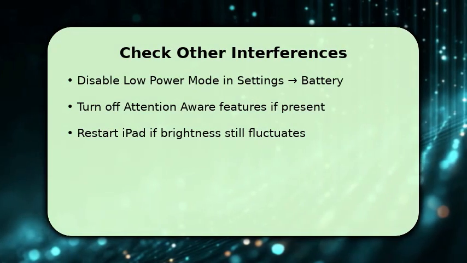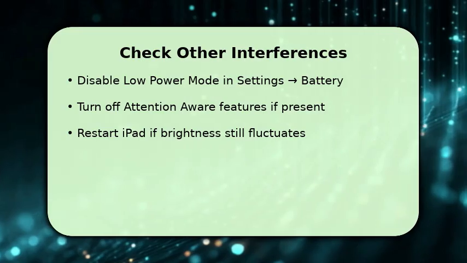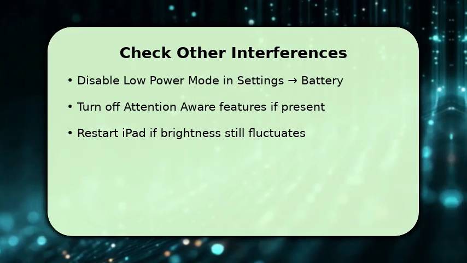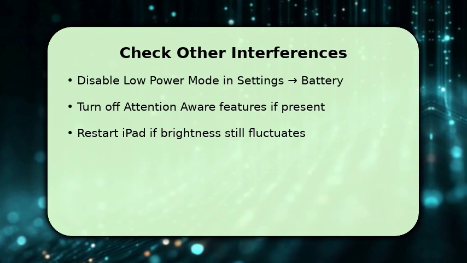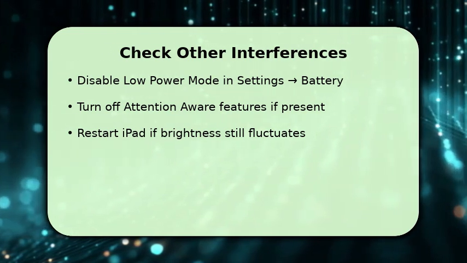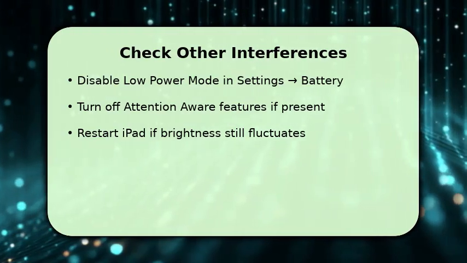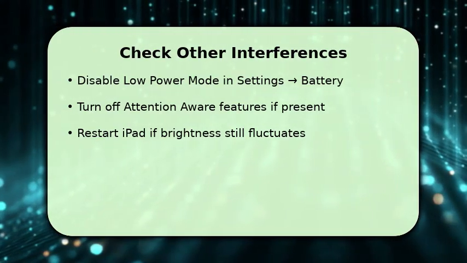Finish by ruling out other features that change brightness. Go to Settings, then Battery, and disable Low Power Mode, which can dim the display to save power. If your iPad has attention-aware features, turn those off because they can alter screen behavior. Once you've changed these settings, restart the iPad to ensure they take effect.